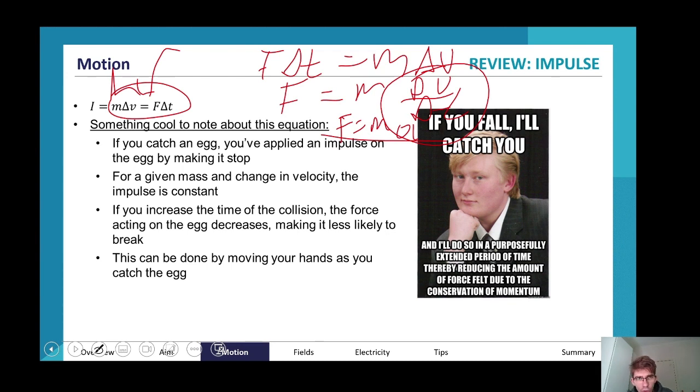Now, again, something to note here is that if you catch an egg, again, an impulse on the egg will make it stop.